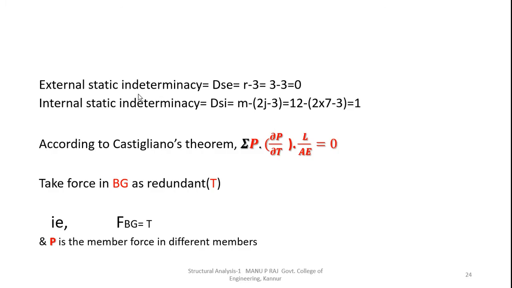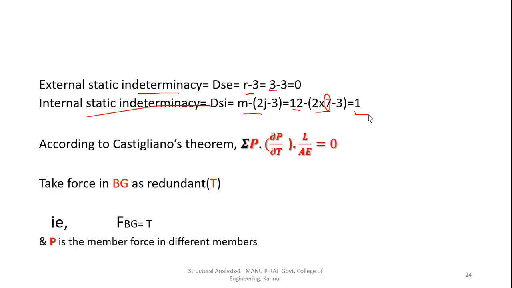First, find out the external static indeterminacy. External static indeterminacy equals R minus 3, where R is the number of reactions. We have 3 reactions, so 3 minus 3 equals 0. So the structure is externally statically determinate, not indeterminate. Now find the internal static indeterminacy. Internal static indeterminacy equals M minus (2J minus 3). M is the number of members, total members equal to 12, and J is the number of joints: 12 minus (2 into 7 minus 3) equals 1. That is, the truss has one additional member.